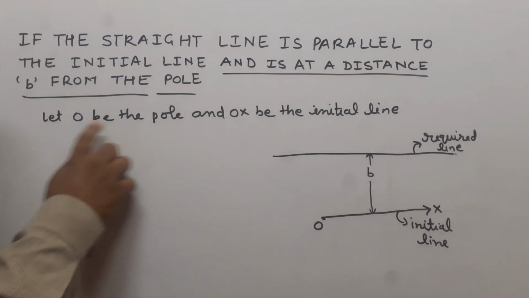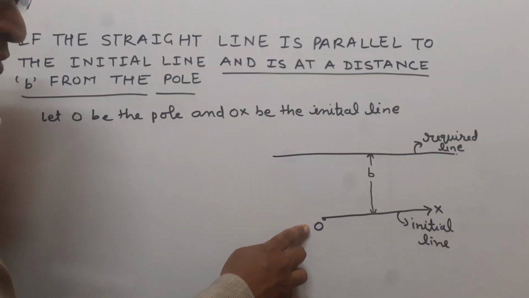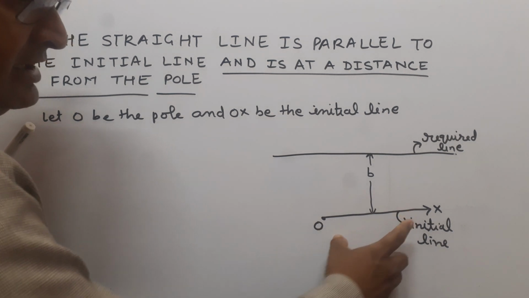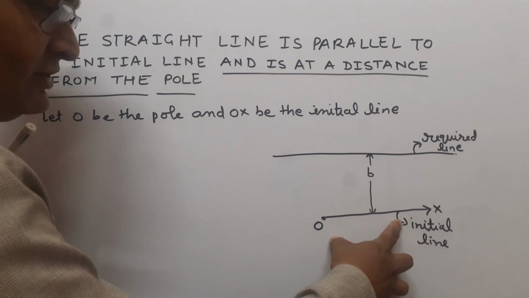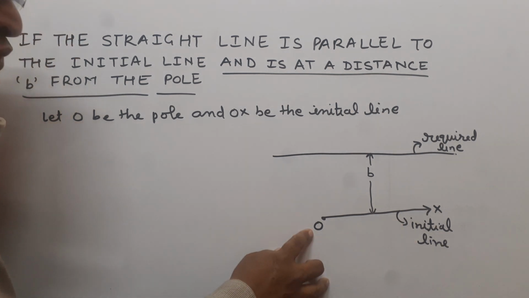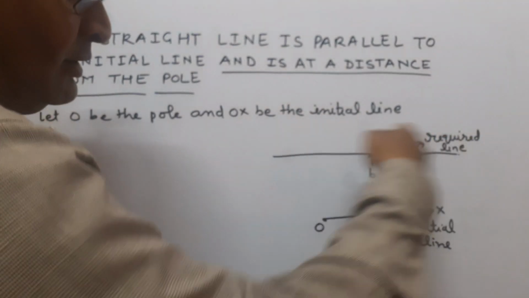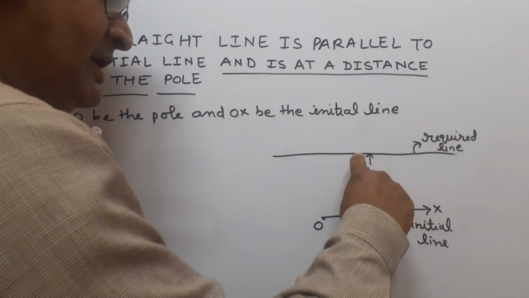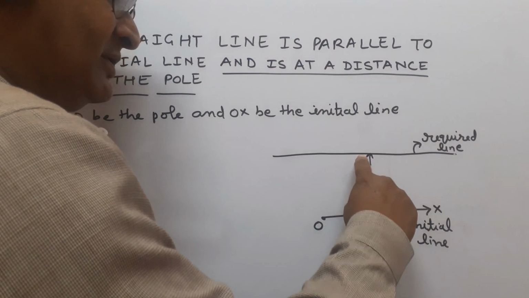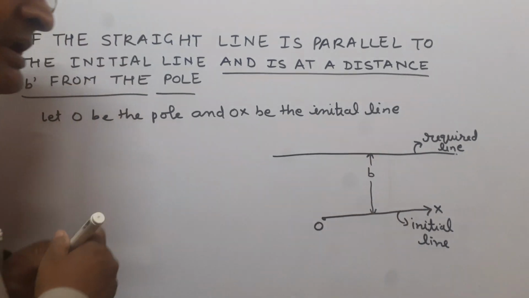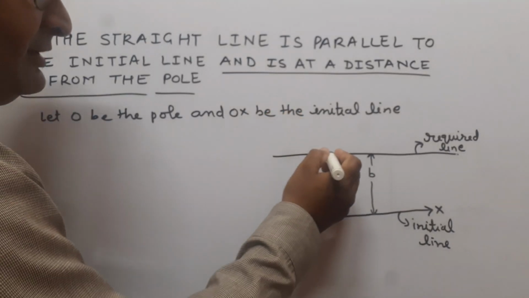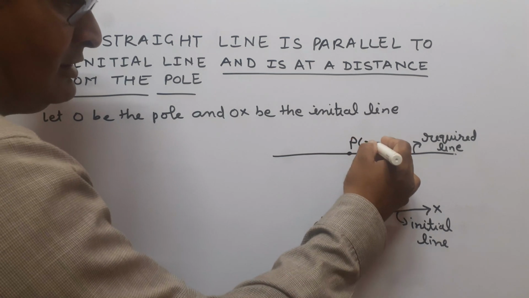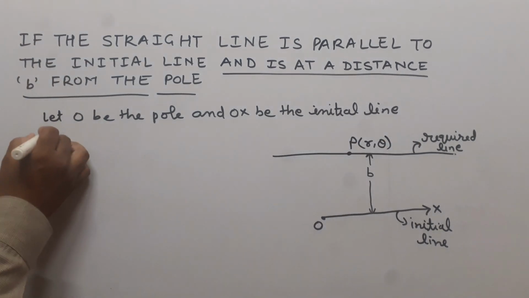So let us suppose that O be the pole and this horizontal line, this is fixed line, this is called initial line. OX is initial line here, O is the pole. And this is the required line which is parallel to the initial line and is at a small b distance from this initial line. Let us suppose that P be any point on this required line.